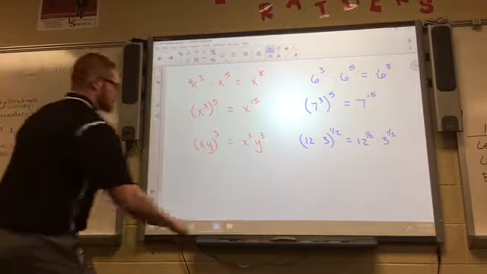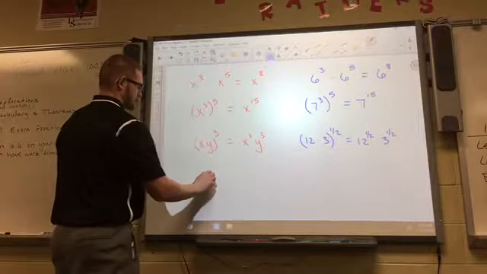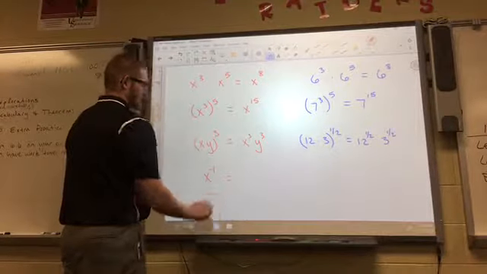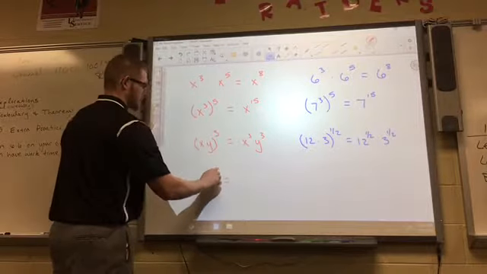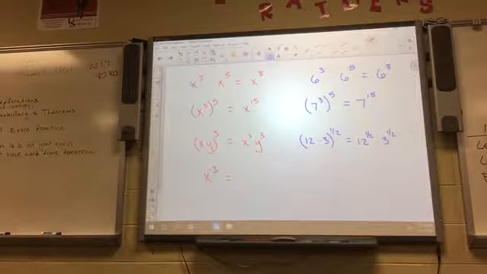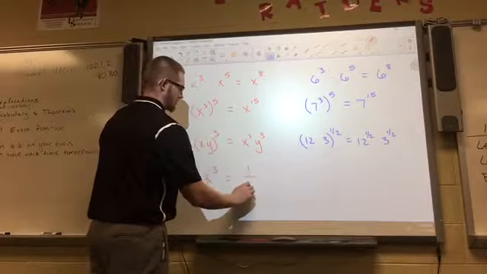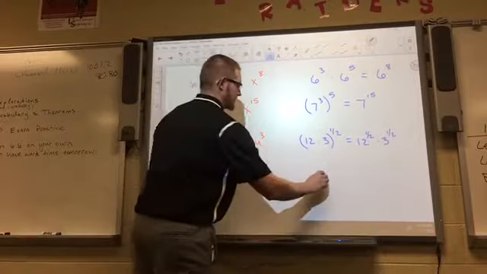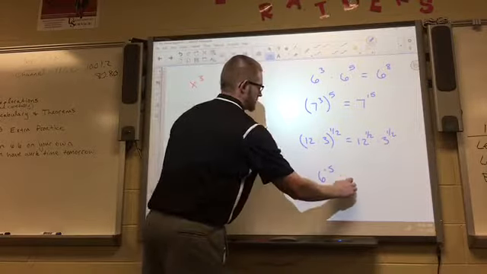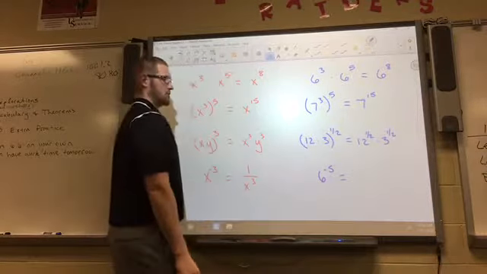Negative exponent, we just recently talked about this. If I have x to the negative 3rd, how do I get rid of that negative exponent? I move it to the bottom. So it would be 1 over x cubed. Same rules apply if it's a number. If it's 6 to the negative 5th, that's equal to 1 over 6 to the 5th. Cross the line, change the sign, is the rule that I said.